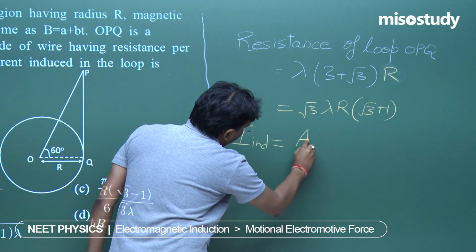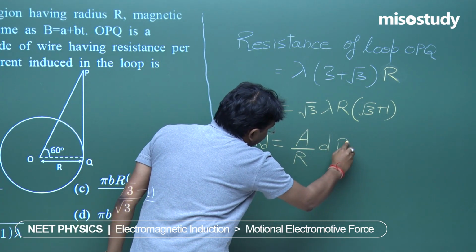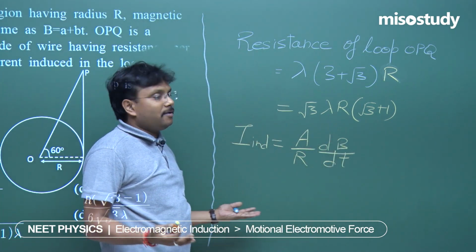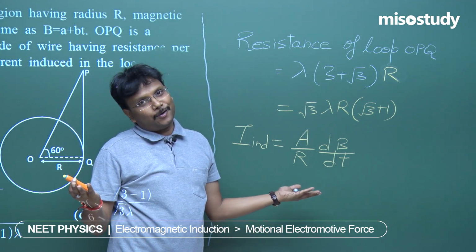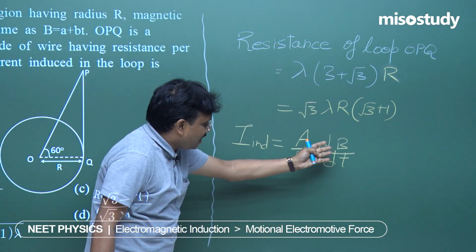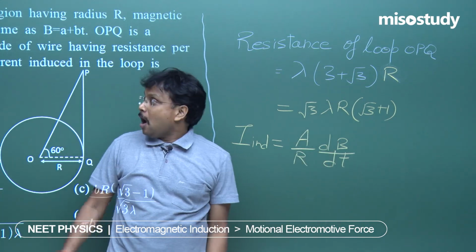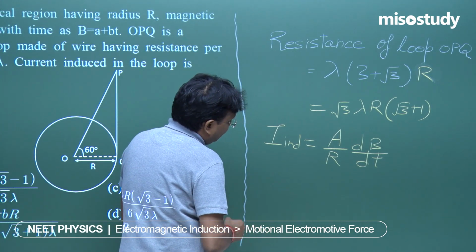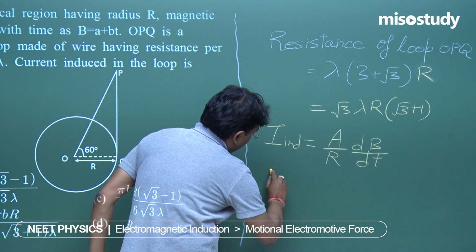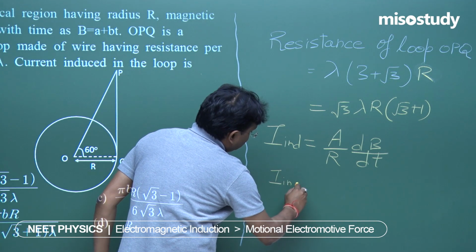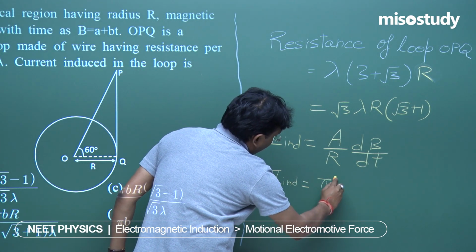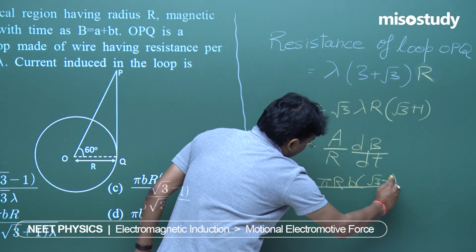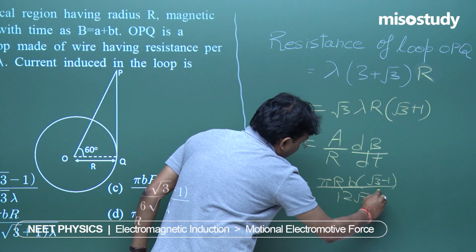Now, I induced is equal to (1/R) dφ/dt. As such, now even my support is not required. I hope after this much easily you can put the values of B, differentiate it, and you will get the resultant as I induced is equal to πR B (root 3 minus 1) upon 12 root 3 into lambda.